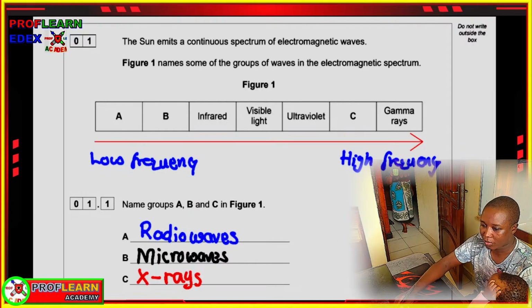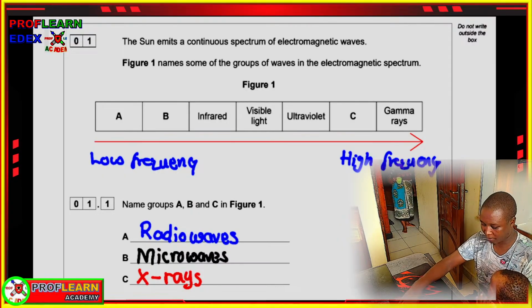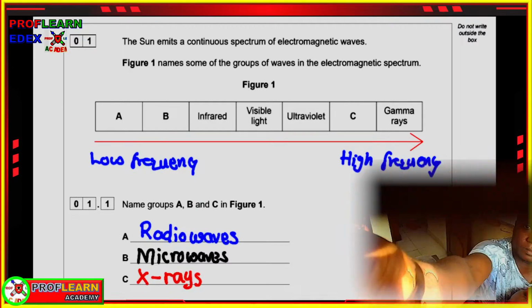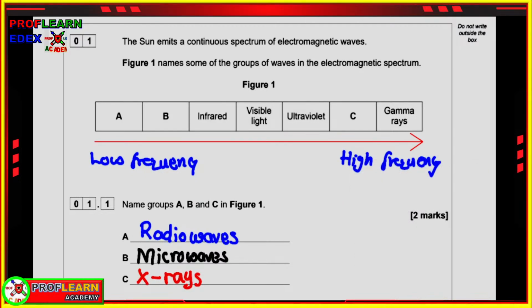Also, you need to remember that you need also to identify the common properties. I've said all the waves are transverse in nature. All these waves, they travel at the speed of light. All these waves, they obey the wave equation. So those are the key important points you are going to look at.